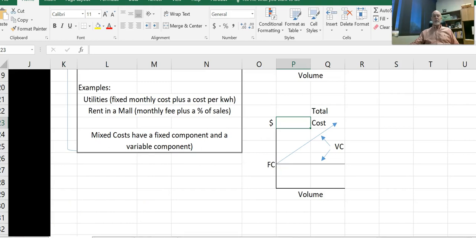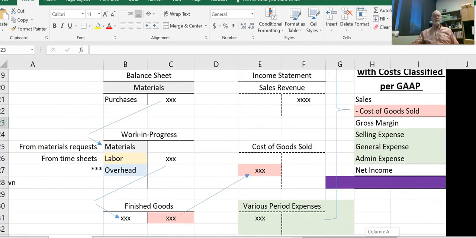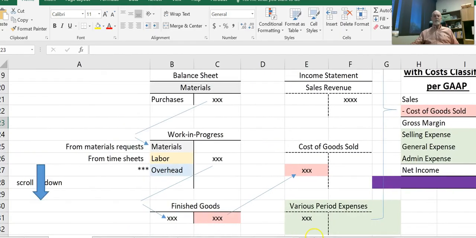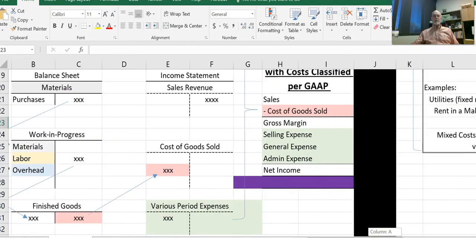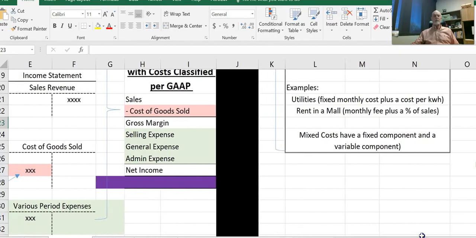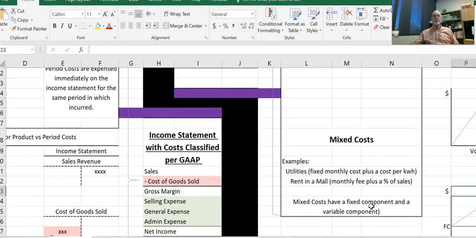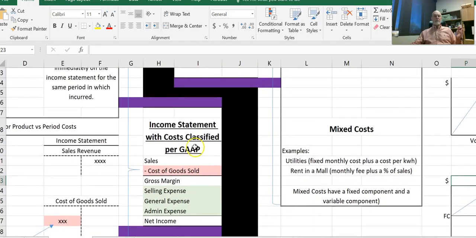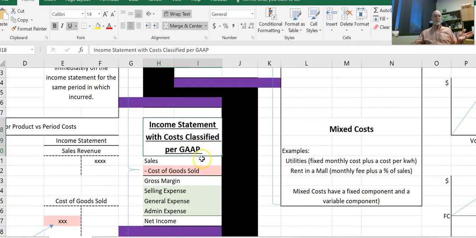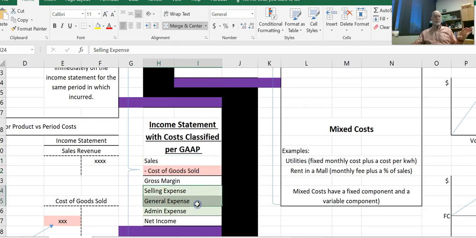So if you look at this comparison again, your income statement, sorry about this. Your income statement might be based in accordance with GAAP, where you have sales minus the cost of goods sold. That has to do with that product cost, and then minus all of your other expenses.